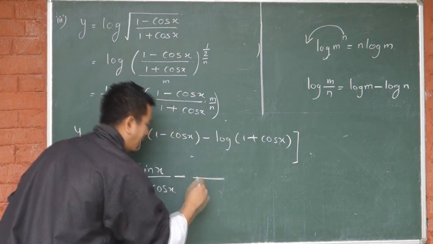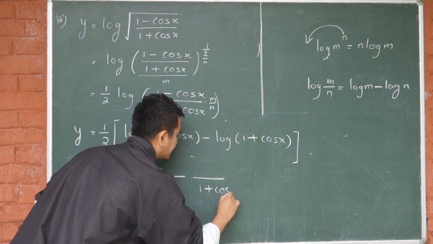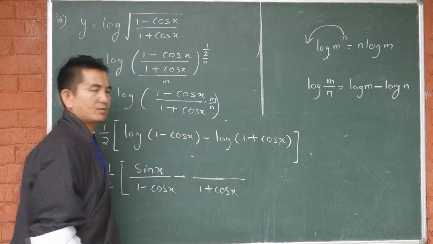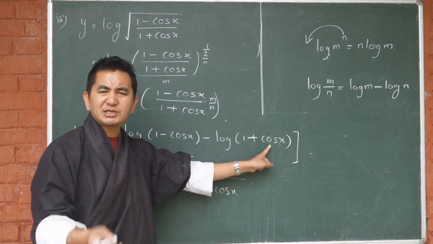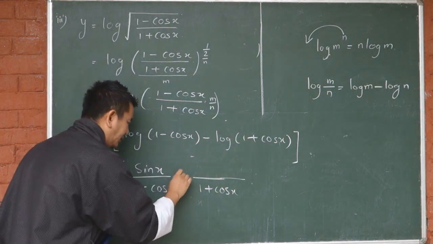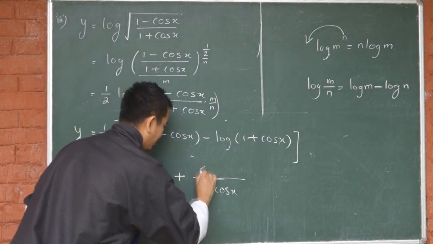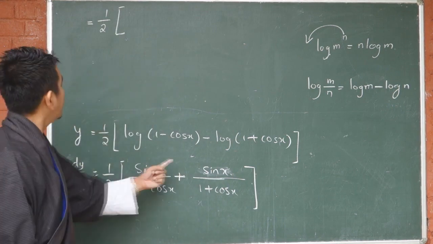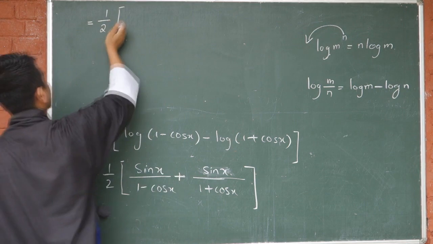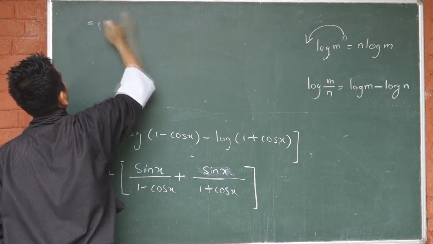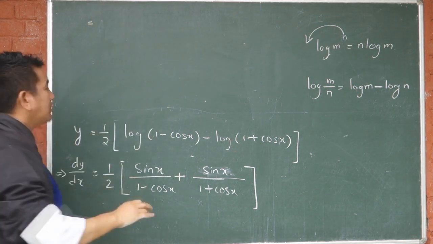Minus, similarly this side. Differentiation of log x is 1 by (1 plus cos x). Differentiation of 1 is a constant, 0. What's the derivative of cos x? It is negative sin x. That negative and this negative become positive sin x. So here, what we can see is sin x is common. You take it outside. Always take common outside first.